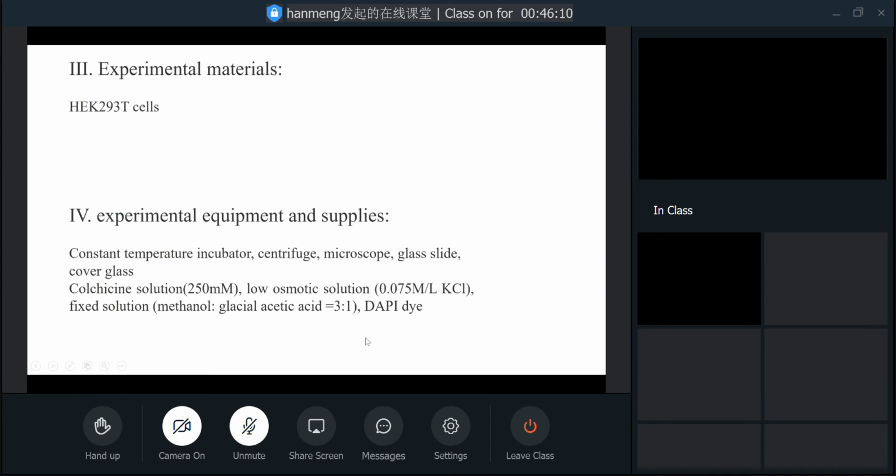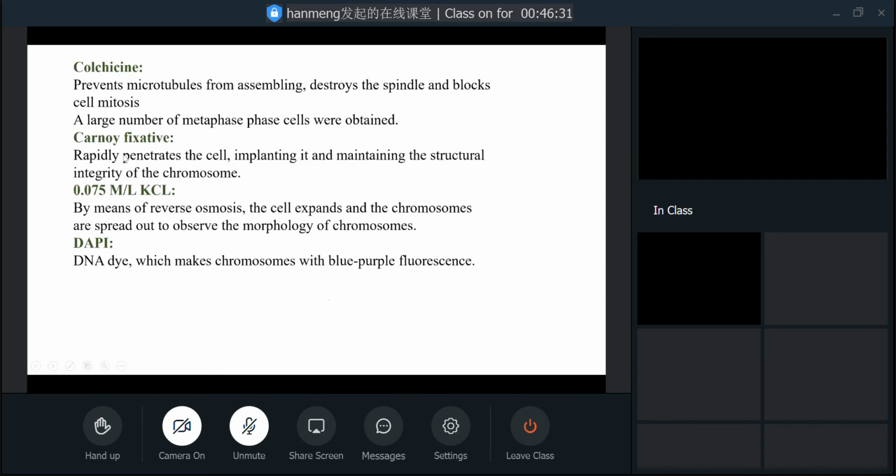Carnoy's fixative is methanol versus glacial acetic acid with a volume of 3 to 1. This fixative can rapidly penetrate the cell and maintain the structural integrity of the chromosome. And finally, the DAPI is a DNA dye. It can make the chromosome show a blue-purple fluorescence. So we use this in our first experiment.